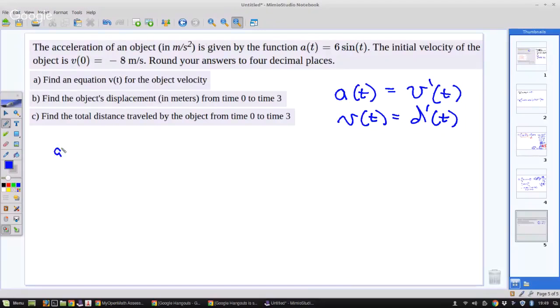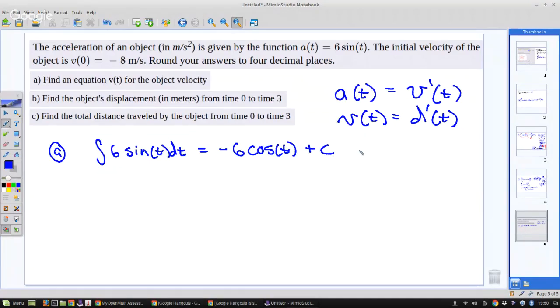So for part A, we are going to find the integral of 6 sine t dt. That antiderivative would be the opposite, negative 6 cosine of t, because remember the derivative of cosine is the negative sine. So we get that up here. Then I have a plus c.